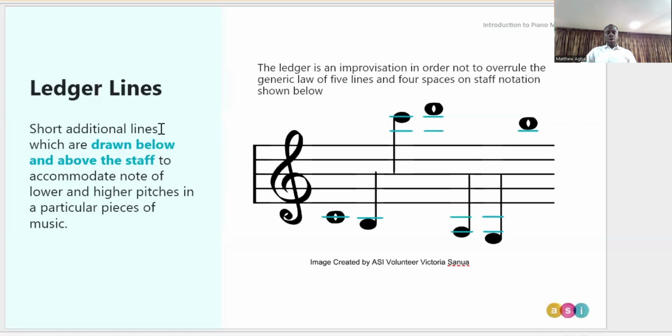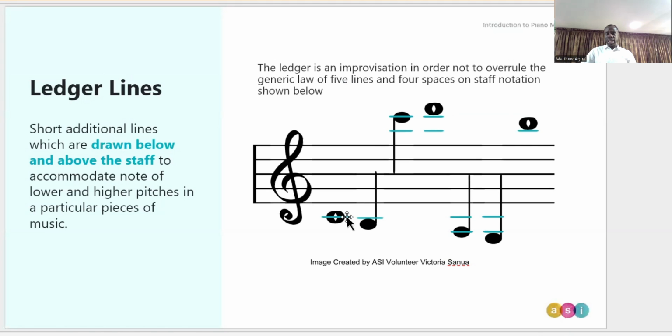For our last discourse, we will look at the ledger lines. The ledger lines are short horizontal lines which are drawn below and above the staff to accommodate notes of lower and higher pitch in a particular piece of music. You could see the middle C somewhere here is actually on a ledger line. That short line is what we call the ledger line. It can be above, it can be below the treble or the bass staff. The same counting is applicable.